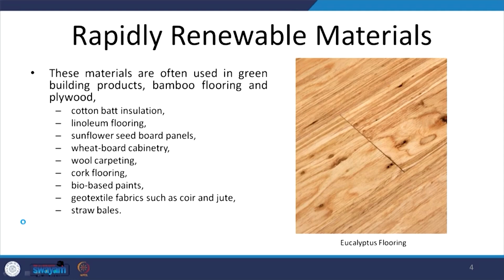The kind of materials that we are looking at here include cotton bat insulation, linoleum flooring, sunflower seed based panels, wheat board cabinetry, wool carpeting, cork flooring. Of course, bamboo and straw bales are commonly used rapidly renewable materials. All these materials can be grown in a very fast manner, and since they can be grown very fast, we require less land to actually grow them.